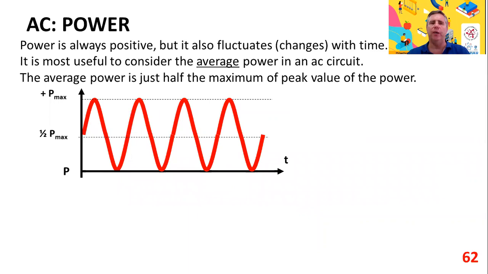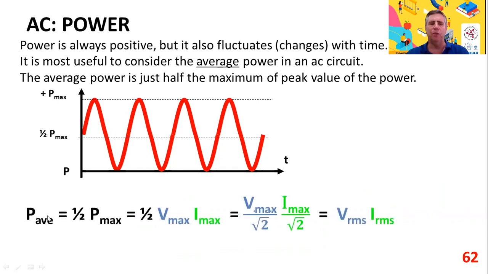Now let's consider AC power. Power, of course, is always positive. It can't go negative, but it fluctuates. It changes with time. So how do you actually measure the power in an AC circuit? It's most useful to consider the average power, which is just half the maximum or the peak value of power. So P average, the average power, is half the maximum power.